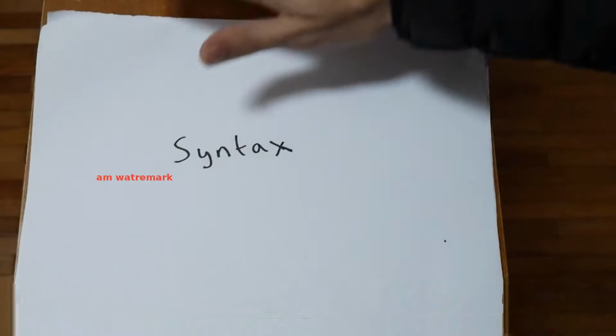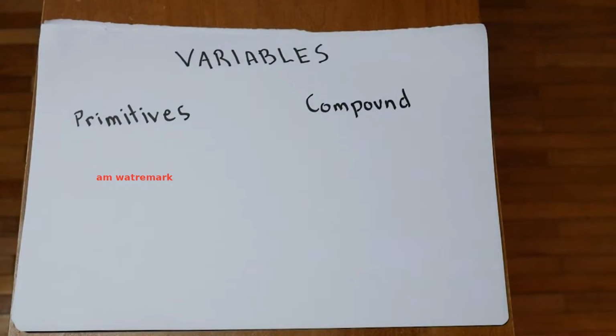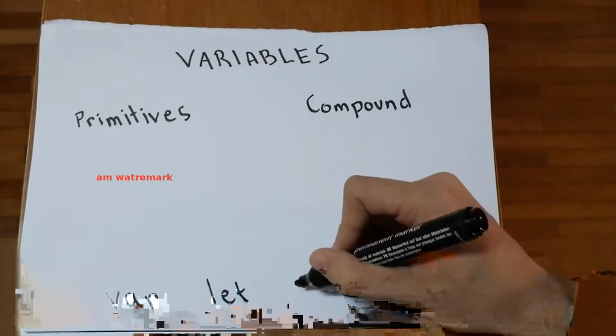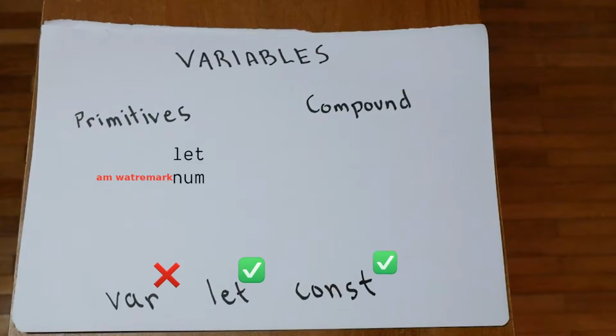Let's talk about the language itself. Variables hold either single-cell primitives or compound data. Primitives are usually numbers, booleans, or strings of text, while compound data is held by arrays and objects. In modern JavaScript, we use the keywords let and const to declare variables. If you plan to change it later, use let, otherwise use const.